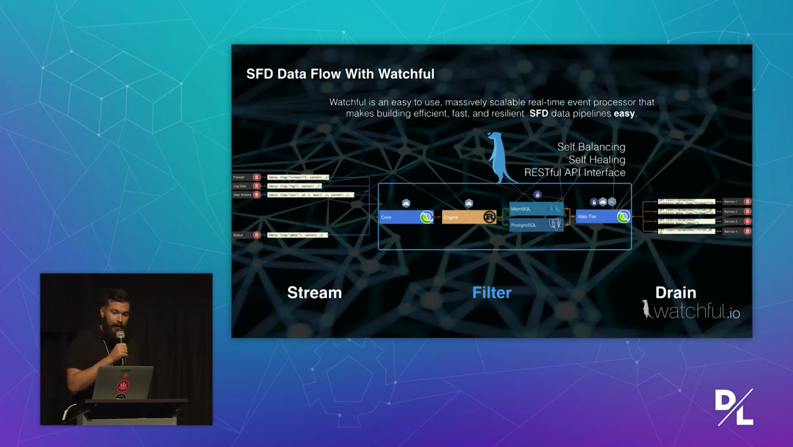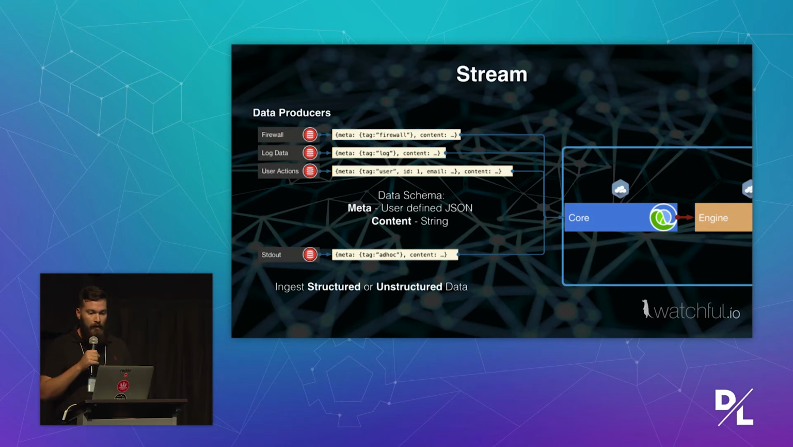And so how does that play into Watchful and this SFD data pipeline? Watchful is an easy-to-use, massively scalable, real-time event processor that makes building efficient, fast, and resilient SFD pipelines easy. So don't worry, this will blow up on each piece. Looking at the left here, we have our data producers. As an example, we have a firewall, log data, user actions, this could be installed apps, or if you prefer living in the terminal and doing standard out, we provide a binary to do that called watchful relay. It's like netcat.